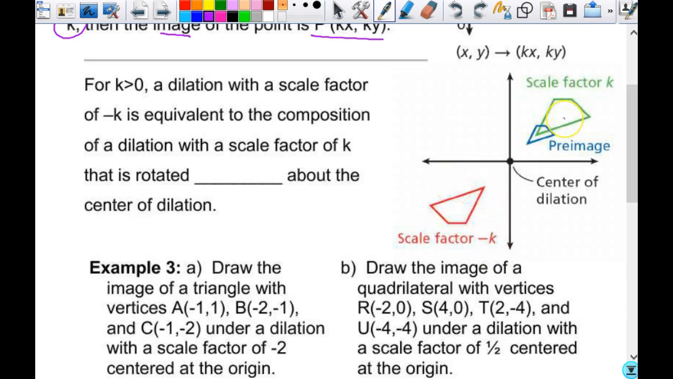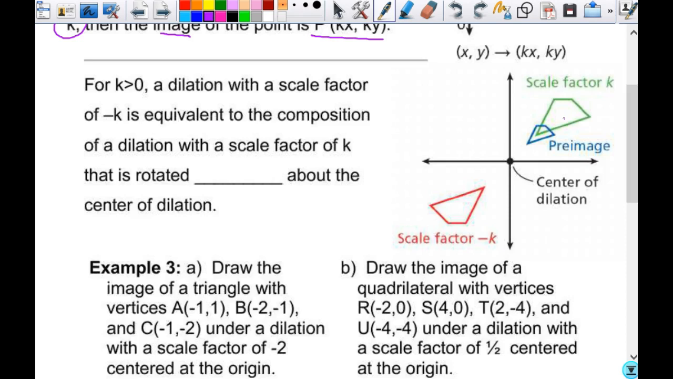So the red and the green are congruent, but I have multiplied x and y both by a negative, so it changes the sign on them, and what does that do for you? If all I do is change the sign, that's what kind of transformation? Negative x, negative y, what does that do? It's a 180-degree rotation, okay? So basically the negative k is 2 transformations at the same time. It's a composition of a rotation of 180 degrees and a dilation with a scale factor of k.